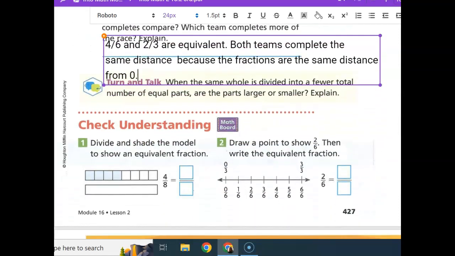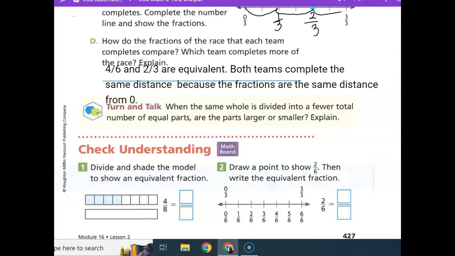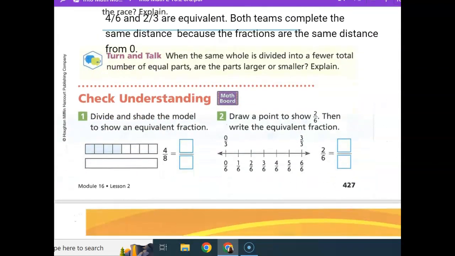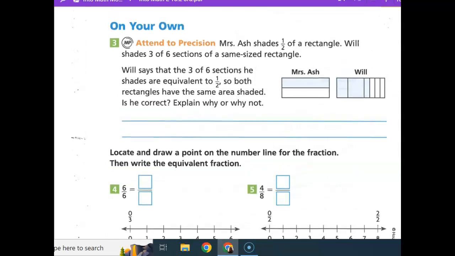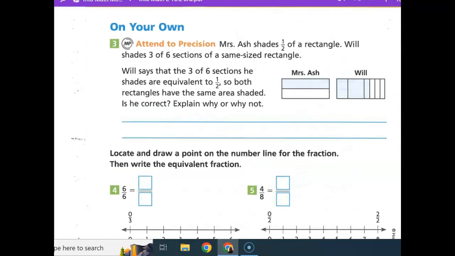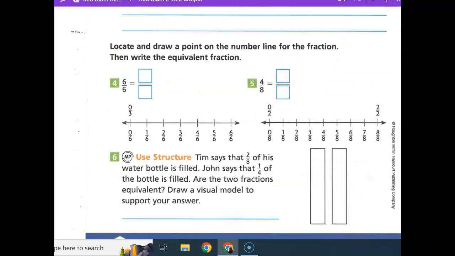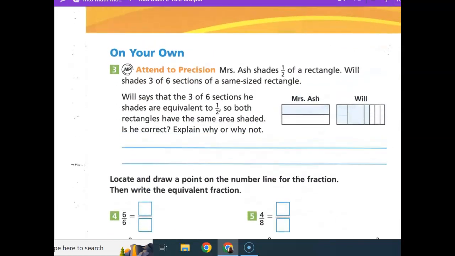Okay, I want you to go ahead down and stop the video so you can get that down, and then go down and do your check your understanding. And then come back to the video. Okay, hopefully you completed the check your understanding, and you can come back and check on that. Go ahead and try number 3 on the back, on your own. Actually, just try 3, 4, 5, and 6, and then come back and check them.